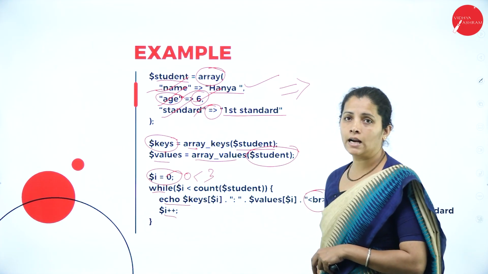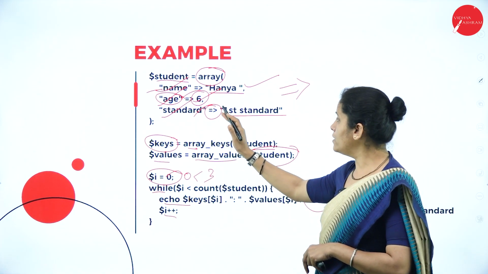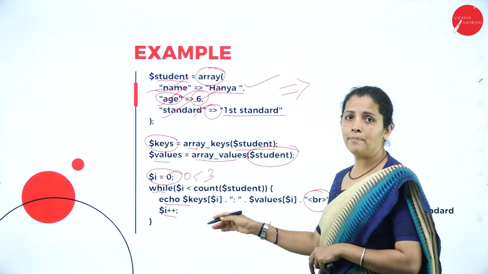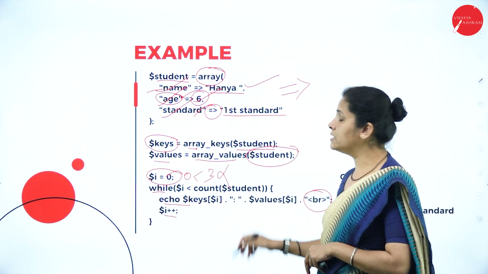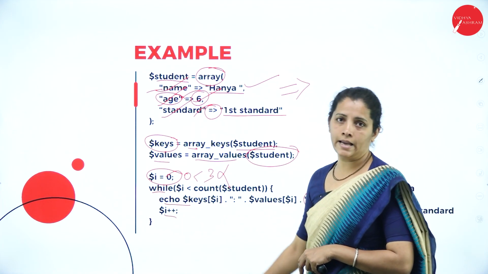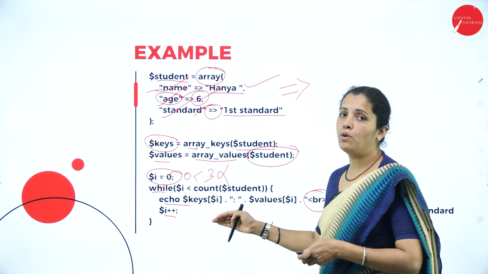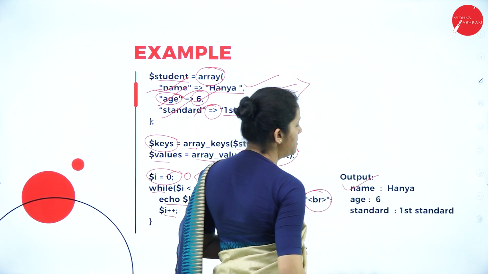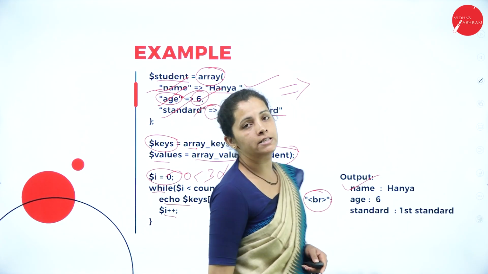Okay, 2 less than 3, the condition is true. So I'm printing standard. And what's the value? First standard. Okay, fine. Now I'm going to increment i by 1. Now i is 3, and 3 is not less than 3. The condition is false, so the control moves to the next line, the line that comes after the while block. If I see the output, I have name Hania, age 6 and standard first standard.